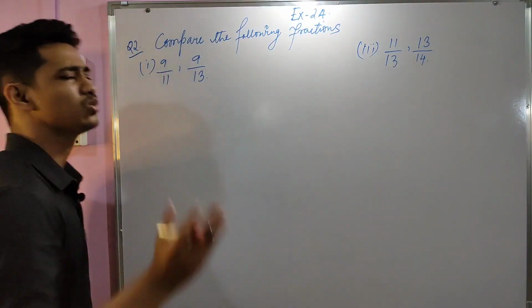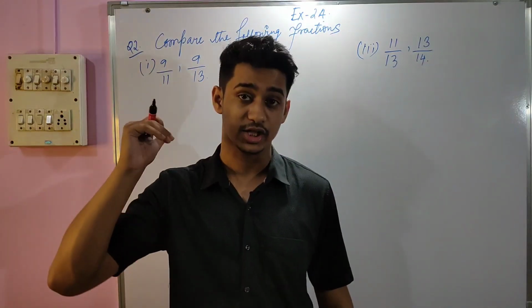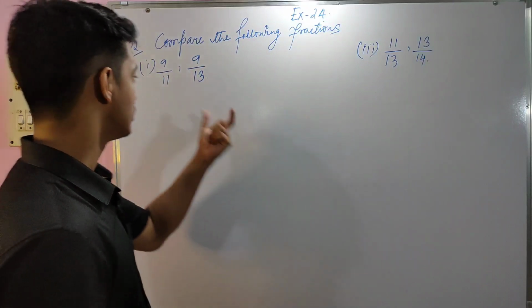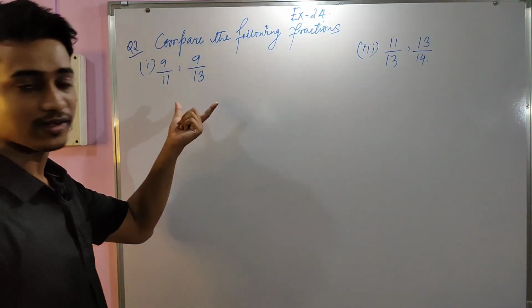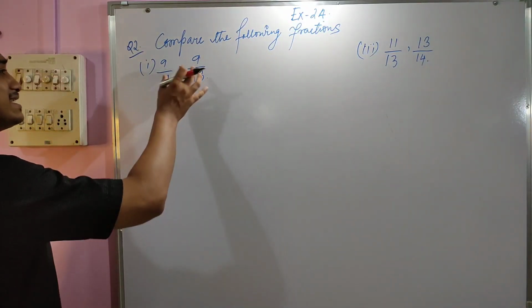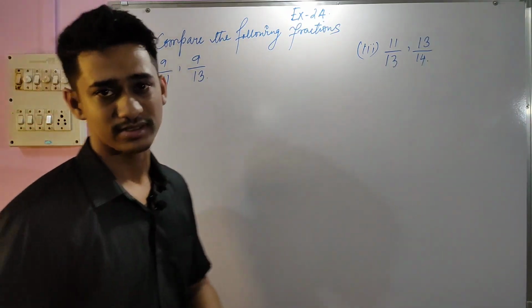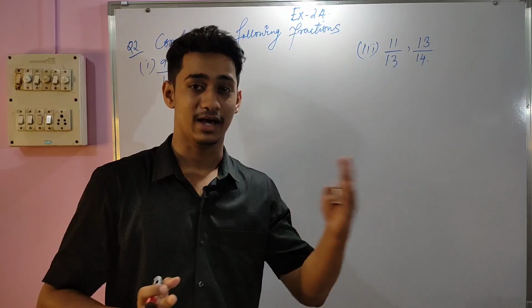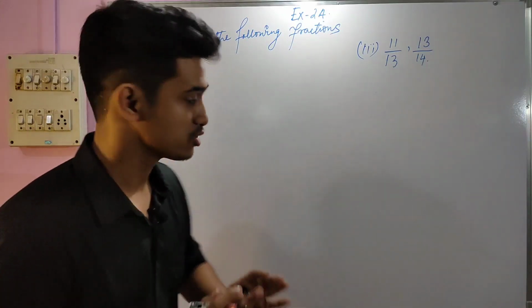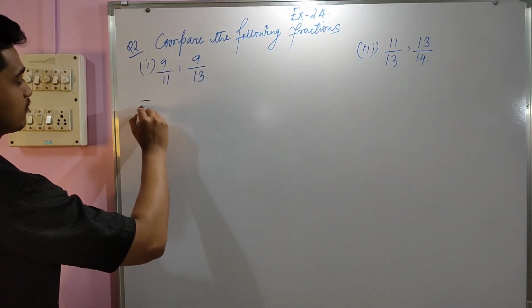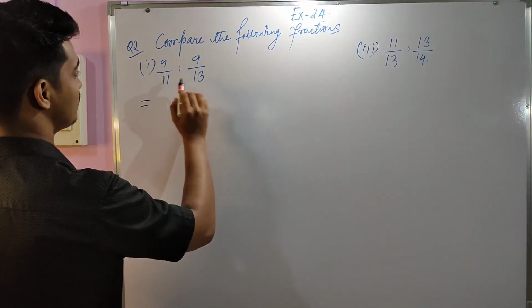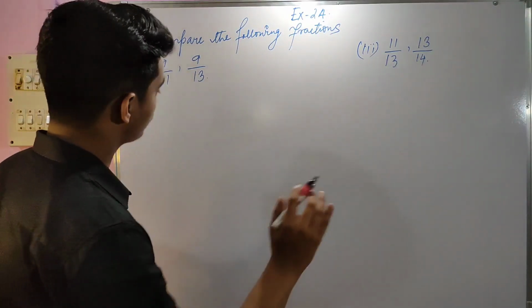Equalize means what? We have to convert these fractions into like fractions. Right now the condition is that unlike fractions are there, and we have to convert these unlike fractions into like fractions. I have discussed this topic in my previous video as well, so pay attention carefully. What we have to do is find the LCM of 11 and 13.